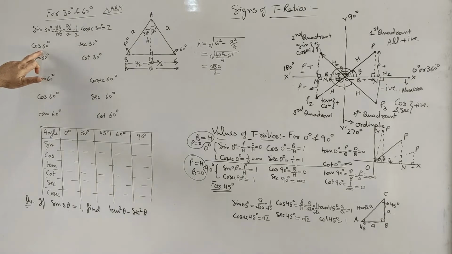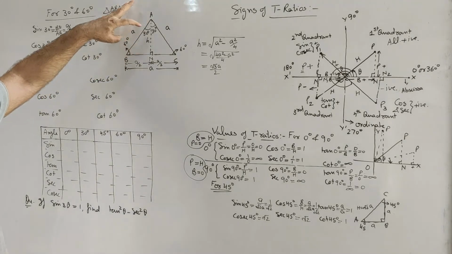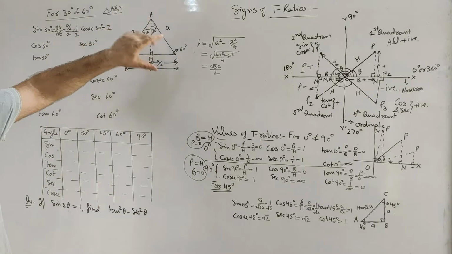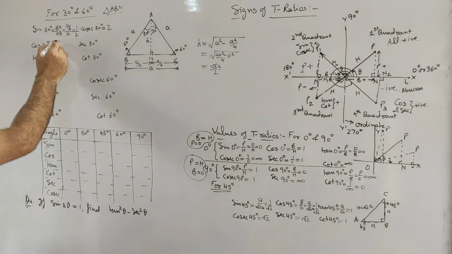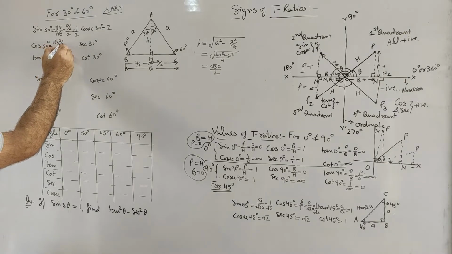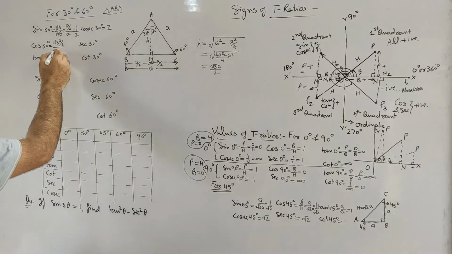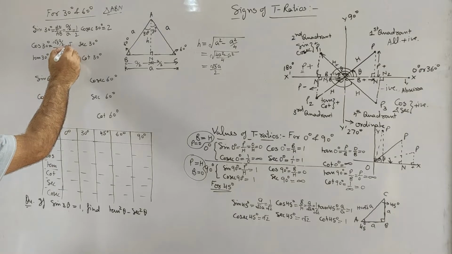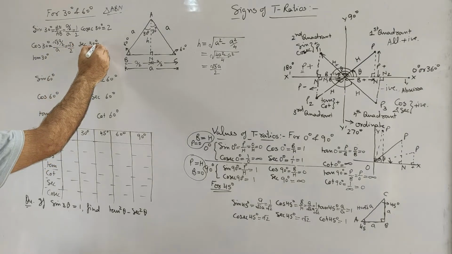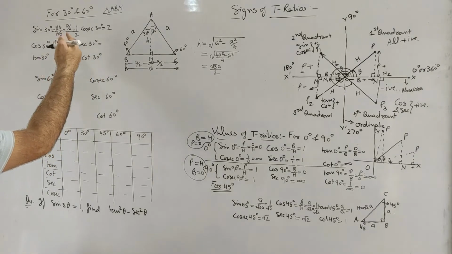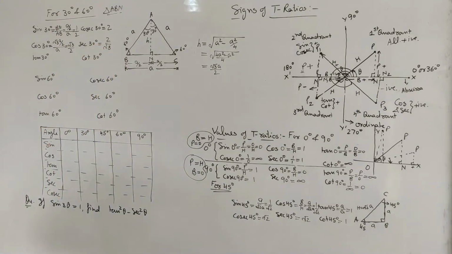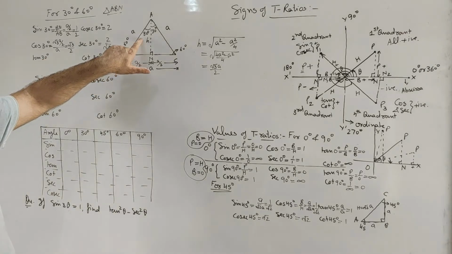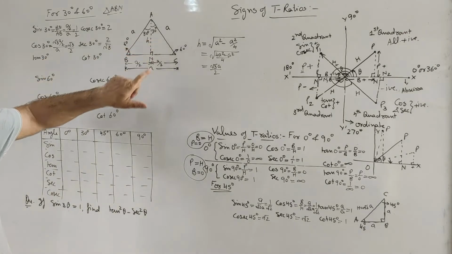Cos 30 degree will be base upon hypotenuse. Base will be root 3 a by 2, and hypotenuse is a, so cos 30 degree is root 3 by 2, and this implies sec 30 degree will be the reciprocal of this, that is 2 by root 3. Now tan 30 degree will be perpendicular upon base.